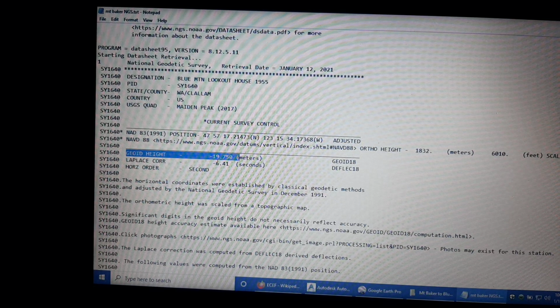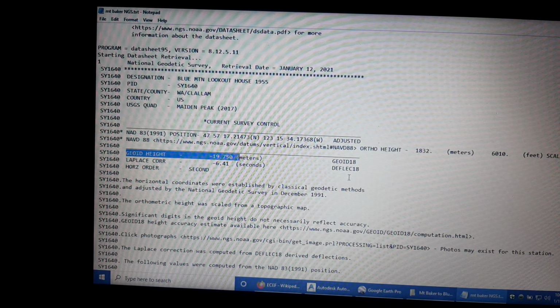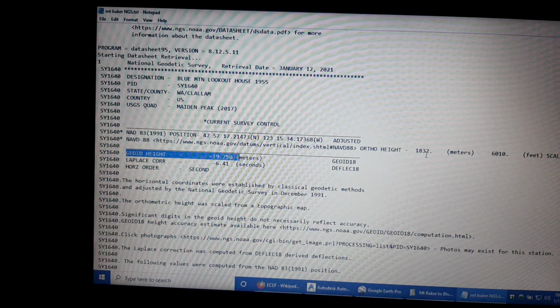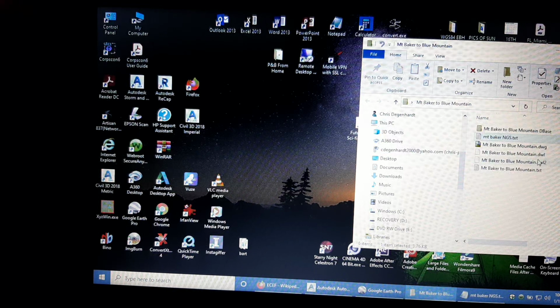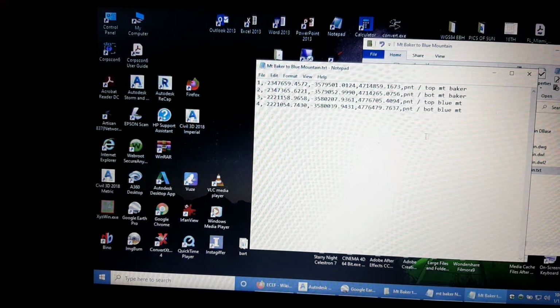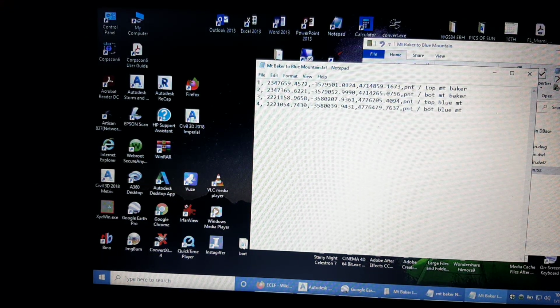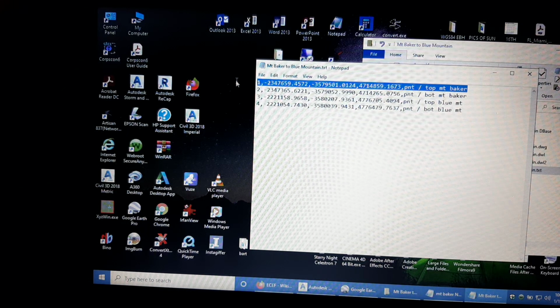So I would subtract 1832 from 19.75, and that would give me the ellipsoid height. But I can just use this number, and it's good enough. So I created my text file like this. So that's what I got through this program. That's the numbers that spit out.